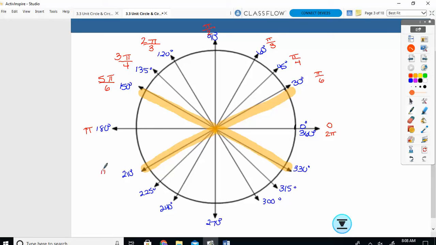So we know in the third quadrant, it's still the same. It'll be pi over, and my denominators will still be 6, 4, 3, 2.